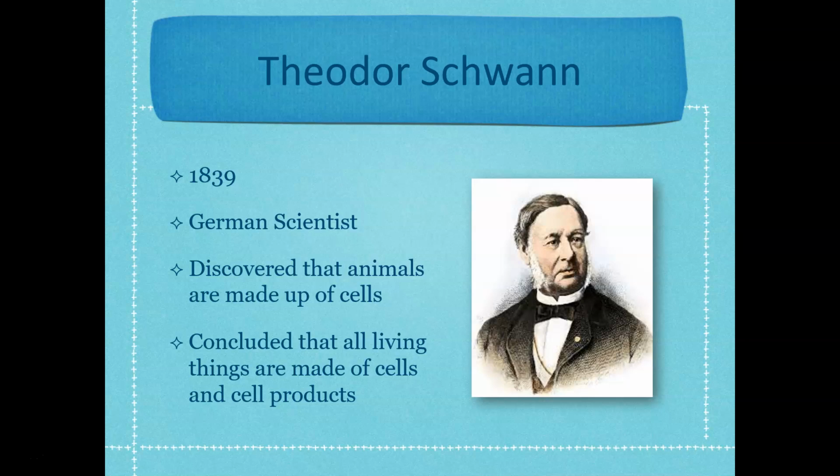So, quick tip, how do I keep these two gentlemen apart? Well, Schwann kind of reminds me of swans. Swans are animals, so that's how I remember that Schwann is the one who discovered the animals, and if you can remember him, the other S, Schleiden, the other German, is the one who discovered that all plants were made up of cells. So, quick little study tip there for you.